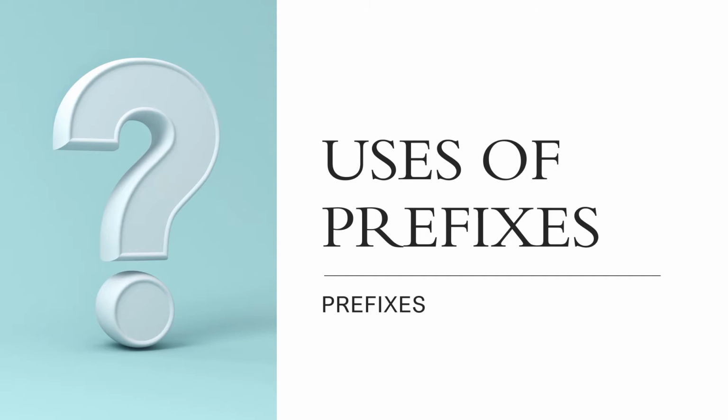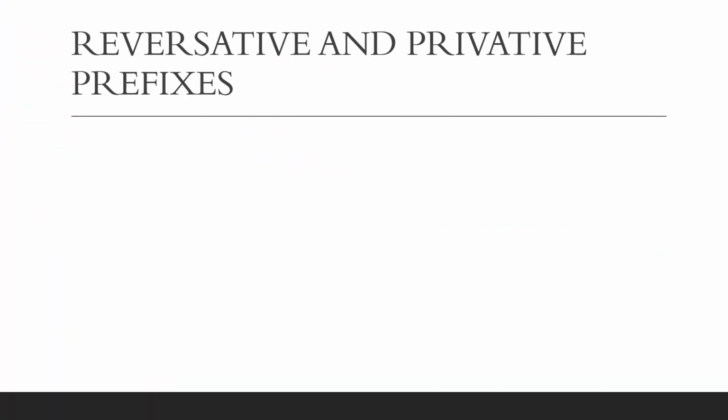In the previous class we learned about prefixes, and we learned one use of prefixes, which is that some prefixes are used for the negative meaning of a word. So today we are going to learn more uses of prefixes and examples for those prefixes in detail. First of all, we can learn reversative prefixes and privative prefixes.